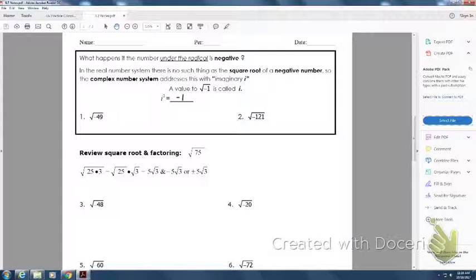So, what is the square root of 49? 7. So, what is the square root of negative 49? 7i. What is the square root of 121? 11. What is the square root of negative 121? 11i. Yeah, it's like magic, huh? Okay.